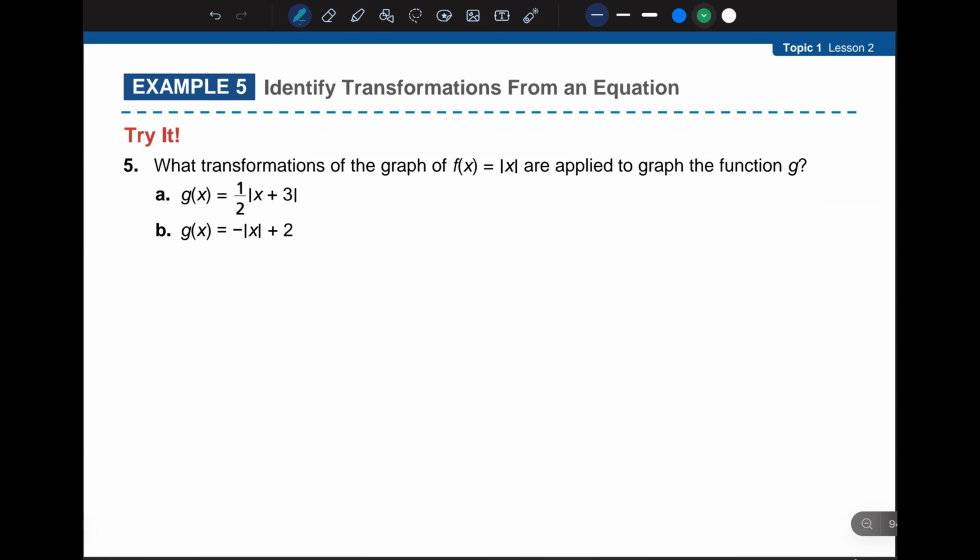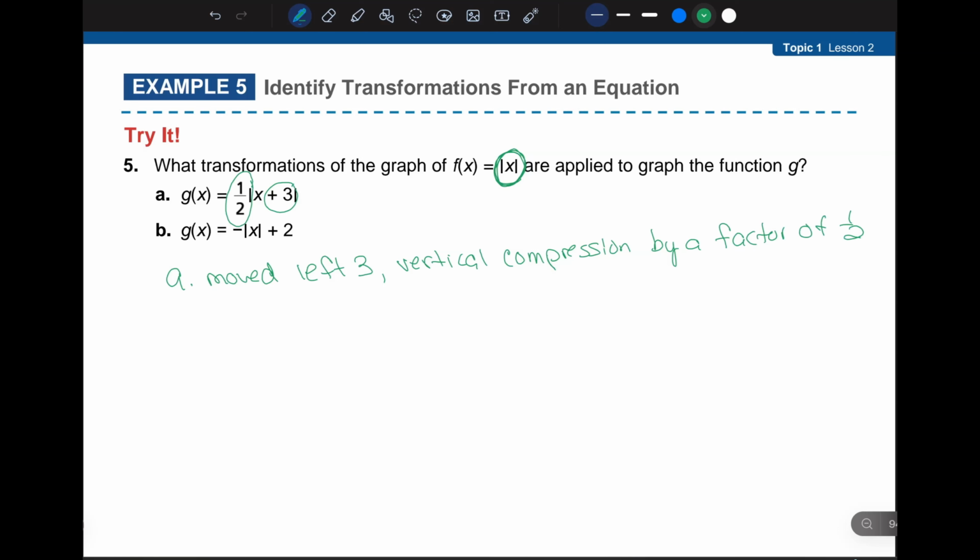All right, so part A, we're starting with absolute value of x. I see that I've added a 3 on the inside, so when we add a 3 on the inside, that means we moved left 3. It's opposite. All right, and on the outside, we multiplied by a half, so that would be a vertical compression by a factor of 1/2. For part B, we added 2 on the outside and multiplied outside by a negative.